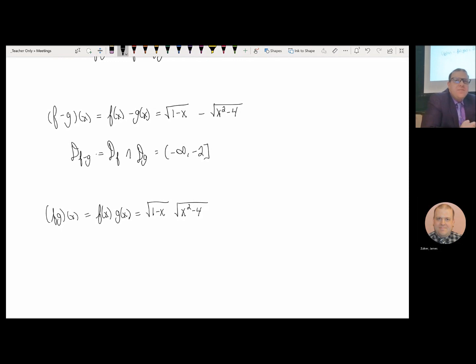F times g, f of x times g of x. This can be simplified. Right, so square root does distribute across multiplication. Right, that is root A times root B is the same as square root of A times B.